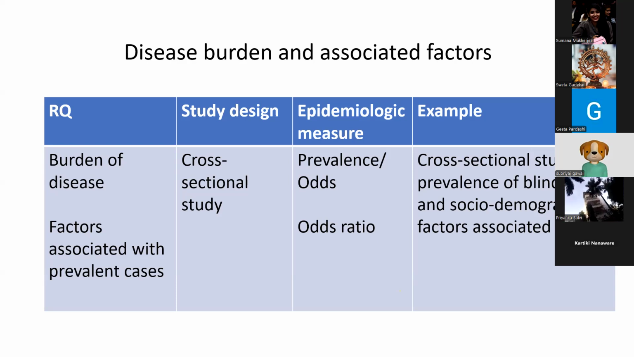An example of this kind of study would be cross-sectional study of prevalence of blindness and the socio-demographic factors associated with it. So a one-time interaction, the investigator will conduct a survey and identify people with and without blindness, which will help them to estimate the prevalence of blindness, and along with it, data on socio-demographic factors or characteristics will be collected, which will be analyzed.